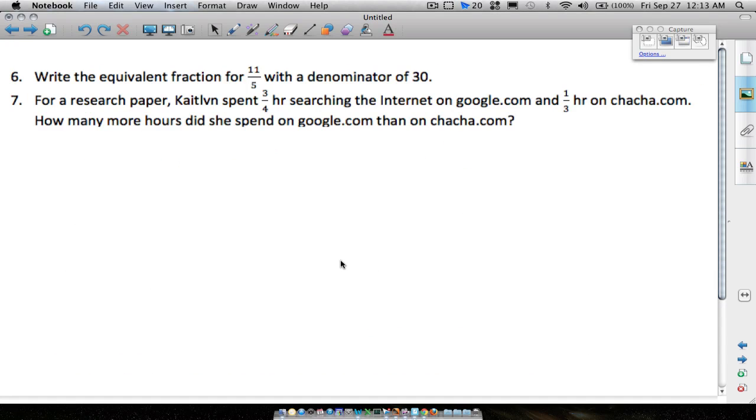On to number 6, and we actually got number 7 up here too. All right, number 6. Write the equivalent fraction for 11/5 with a denominator of 30. Our denominator goes at the bottom. We want to find an equivalent fraction. 11/5 is equal to what over 30?